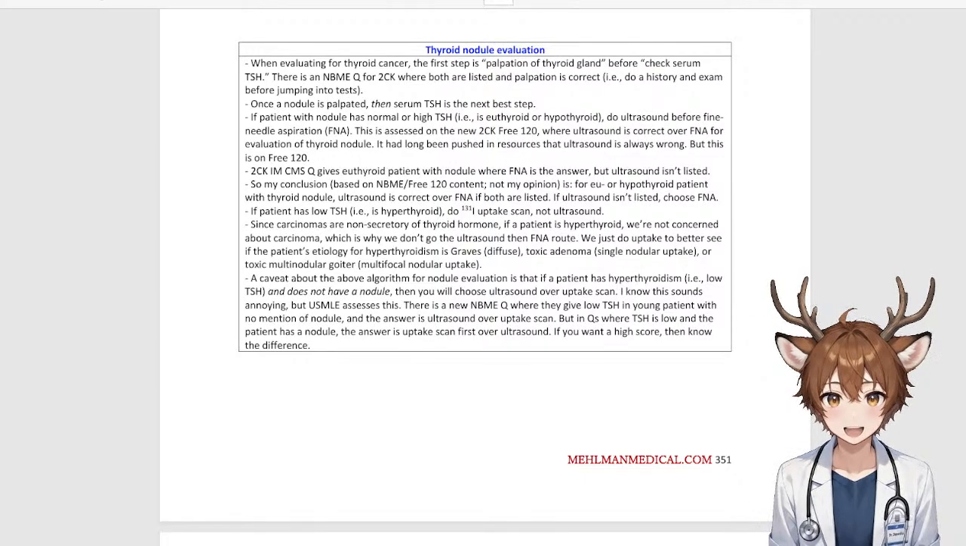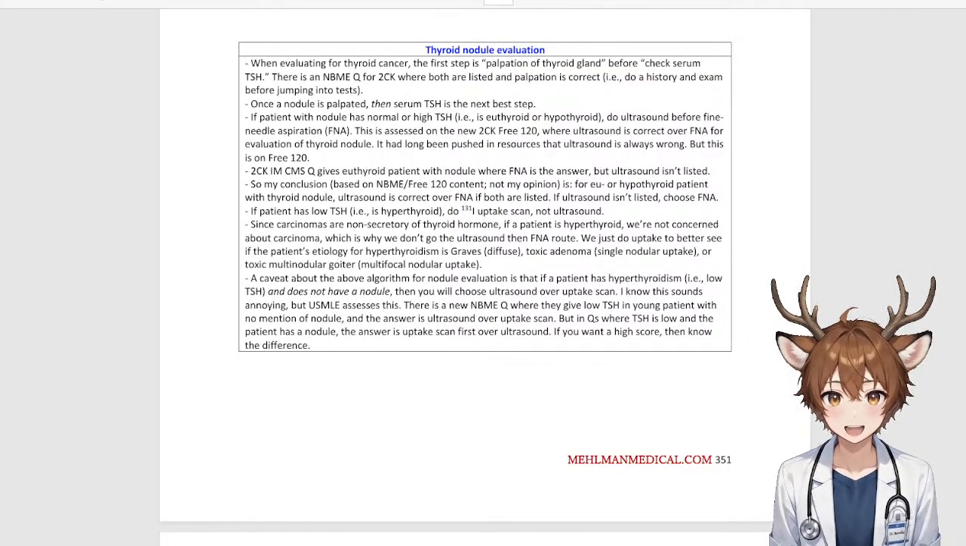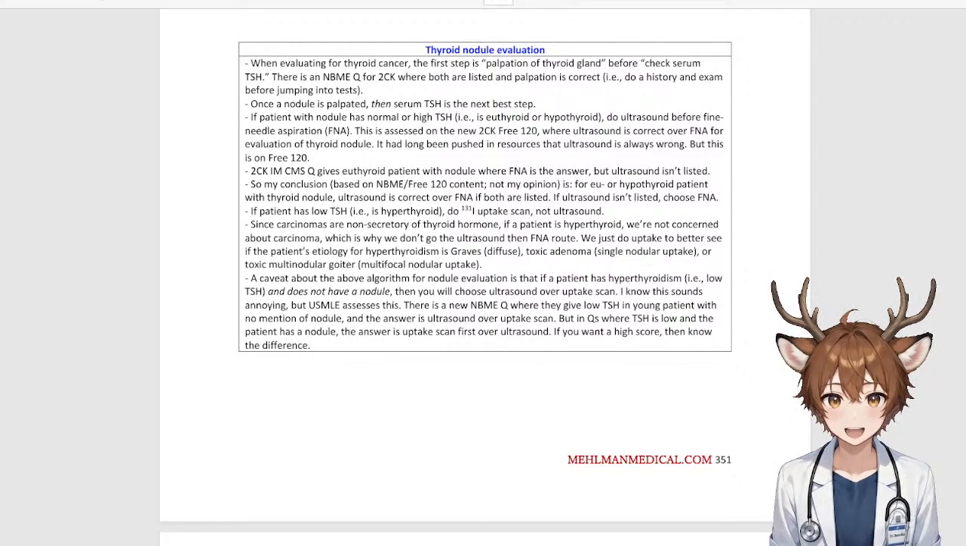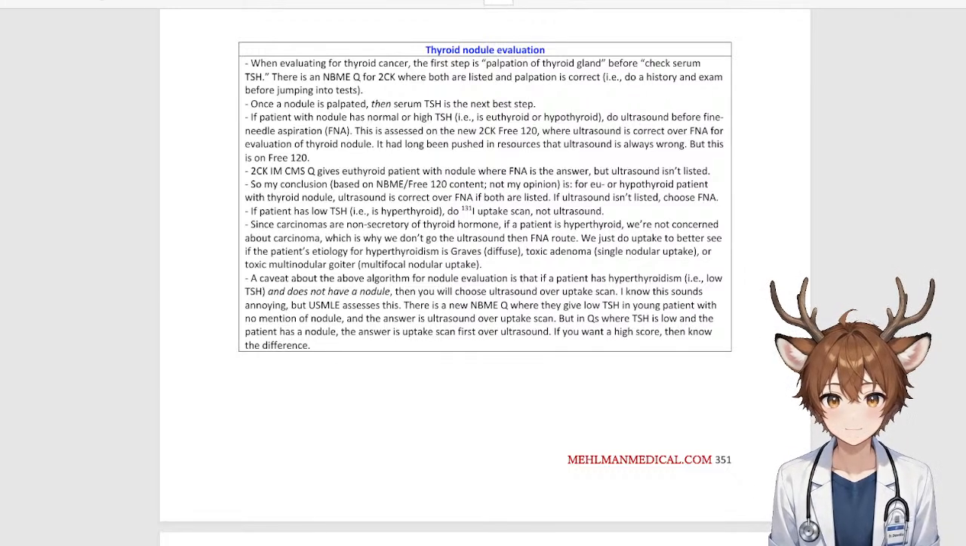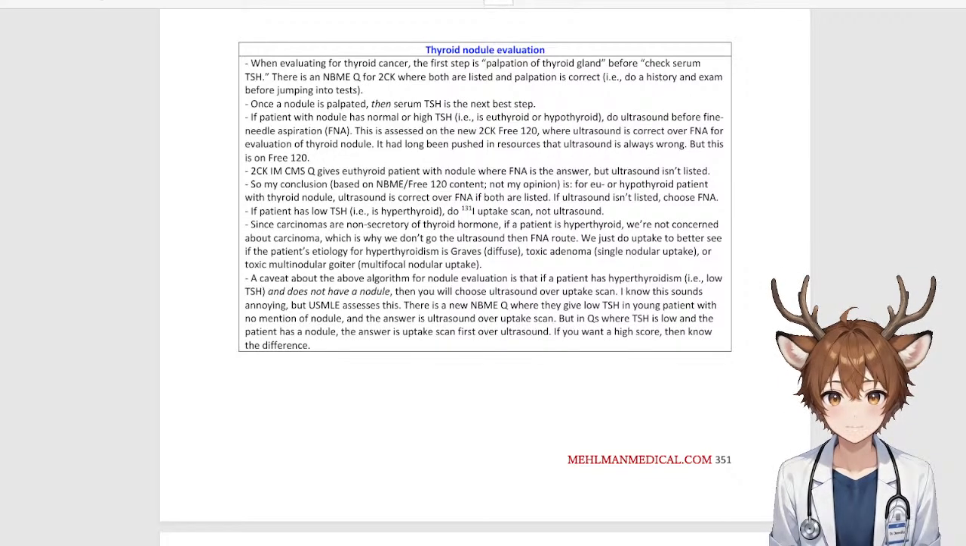A caveat about the above algorithm for nodule evaluation is that if a patient has hyperthyroidism, that is to say low TSH, and does not have a nodule, then you will choose ultrasound over an uptake scan. I know this sounds annoying, but USMLE assesses this. There is a new NBME question where they give you low TSH in a young patient with no mention of nodule, and the answer is ultrasound over uptake scan. But in the questions where TSH is low and the patient has a nodule, the answer is uptake scan first over ultrasound. If you want a high score, then you know the difference.